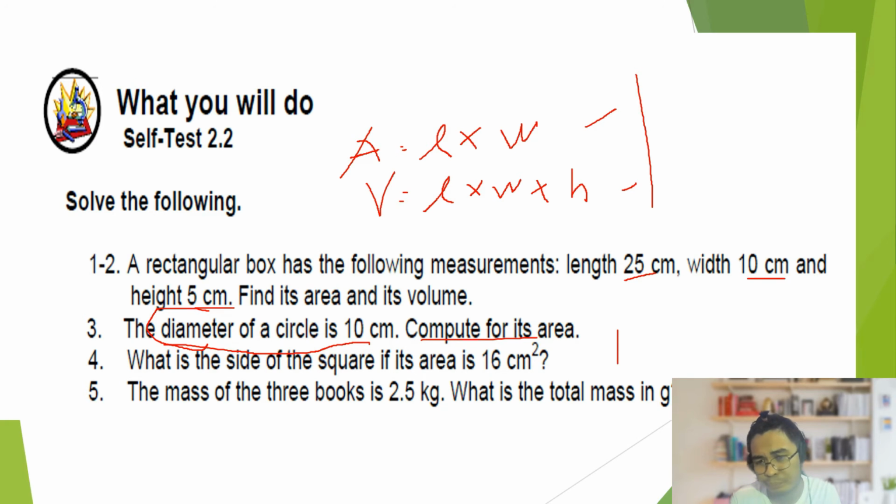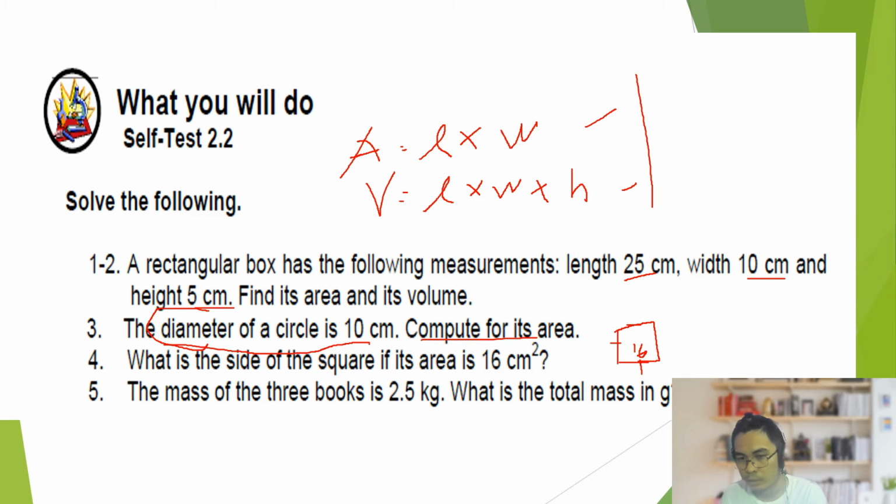Take note, we're talking about a square and we have equal sides. If the area is 16, what will be its side? Take note, the sides should be equal. All sides of the square should be equal. So therefore, whatever this side is, this one is also the same. Whatever your answer is for one side, it is also the same for the other.